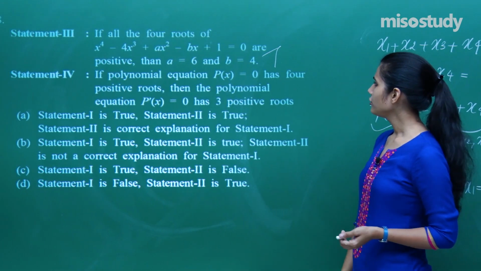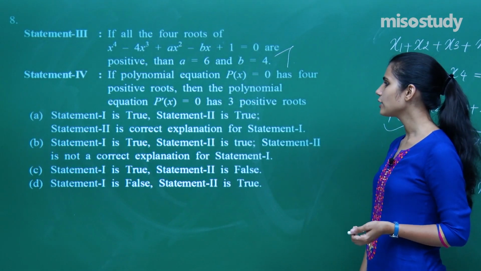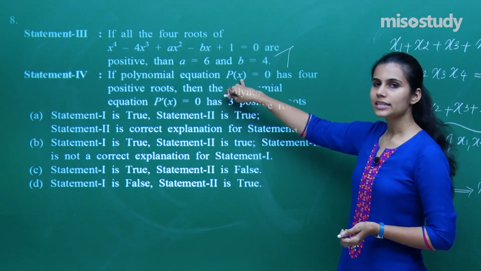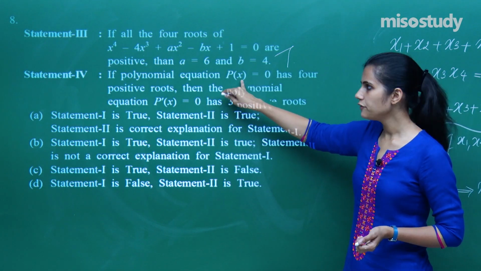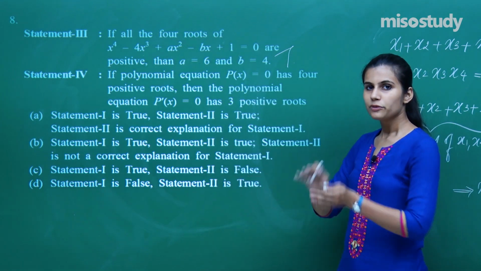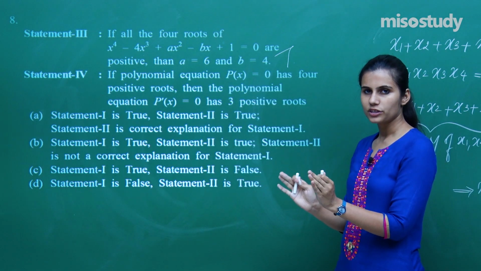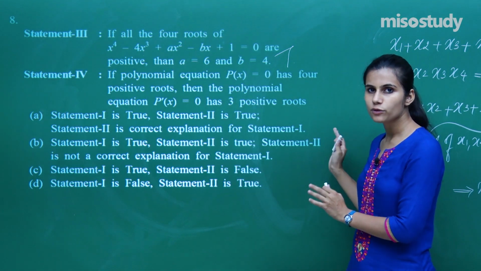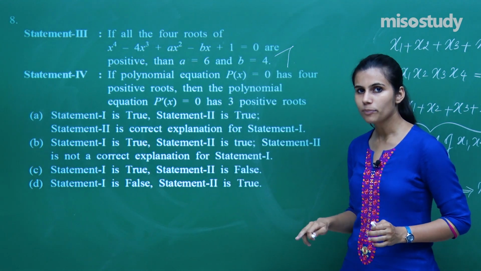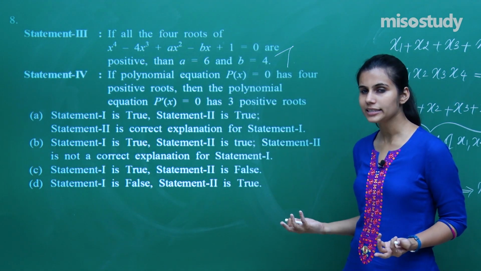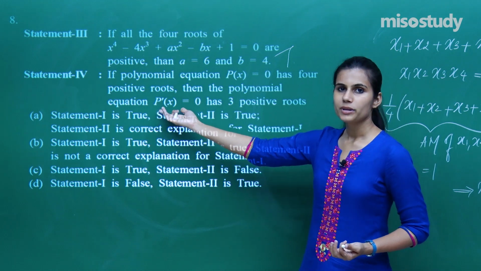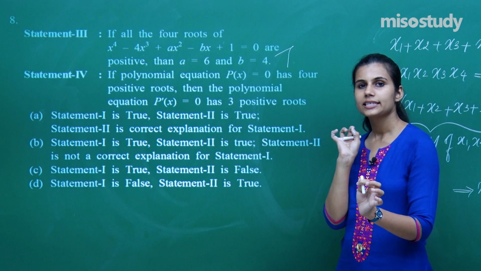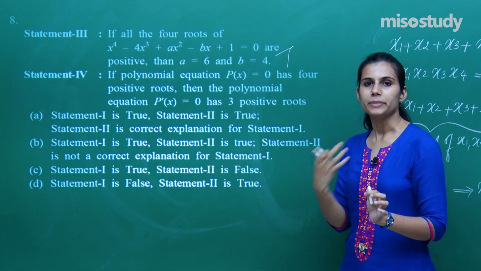Also, if a polynomial equation has 4 positive roots, then the polynomial equation p dash x has 3 positive roots. Now see, a polynomial is always continuous and differentiable throughout the entire real line. If it has 4 positive roots, between any 2 consecutive positive roots will be lying at least 1 positive root of its derivative. So if there are 4 positive roots of px, p dash x is also a polynomial, it is also continuous and differentiable, right? And that particular polynomial is going to have 3 positive roots, because between any 2 positive roots of px lies at least 1 positive root of p dash x.